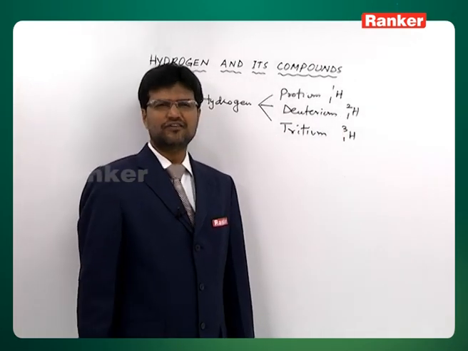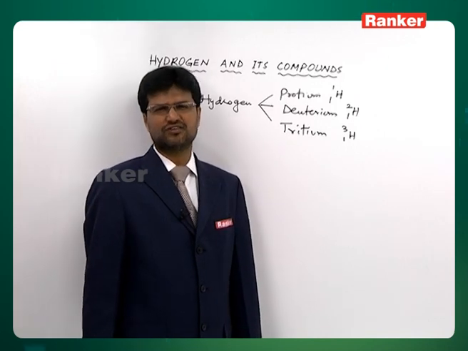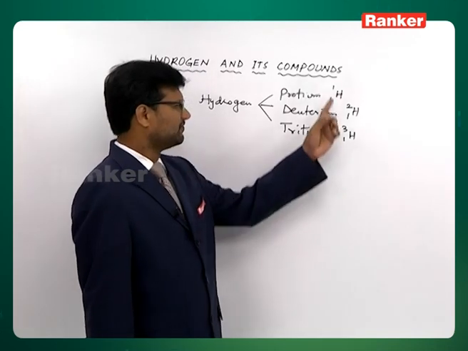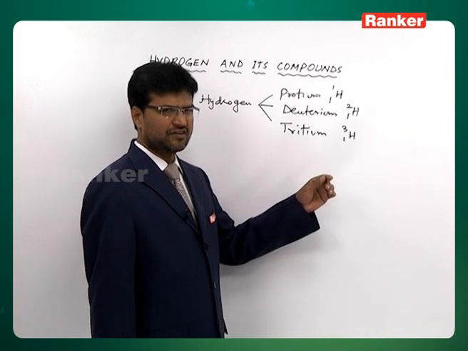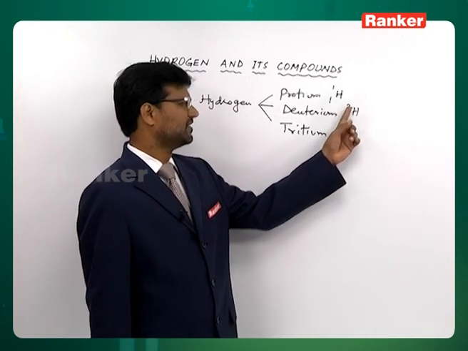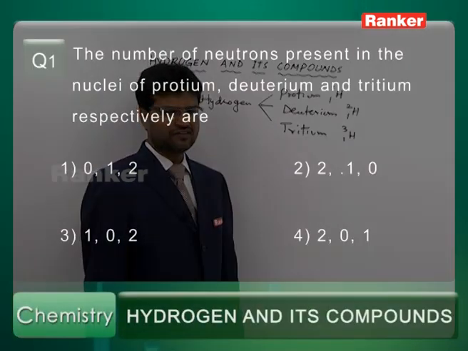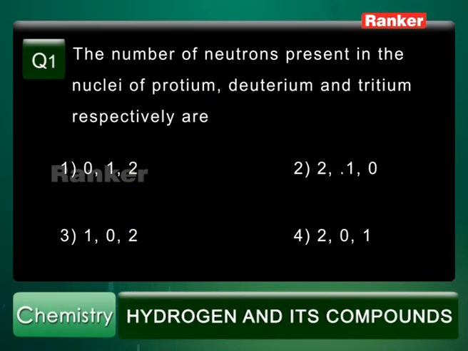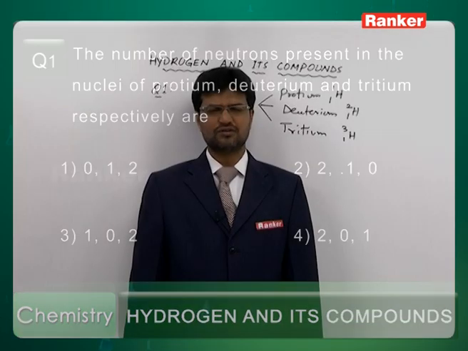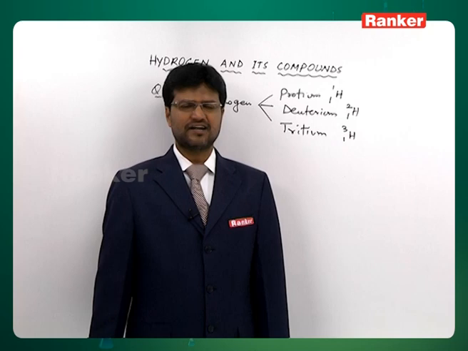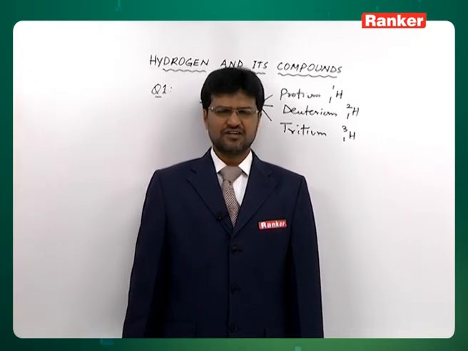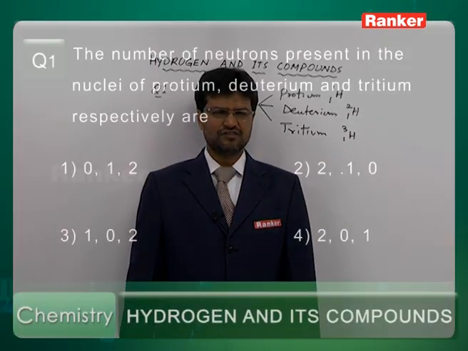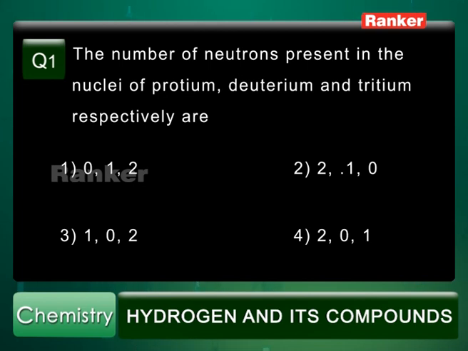They actually differ in the number of neutrons present in the atom. All of them have 1 proton, but then they differ in the number of neutrons. This has 2 neutrons, this has 1 neutron and this has no neutrons. Look at the options. First option 0, 1, 2, second option 2, 1, 0, third option 1, 0, 2, fourth option 2, 0, 1. We need to decide the number of neutrons present in each case. So, protium has no neutron, deuterium has 1 neutron, tritium has 2 neutrons. So, the correct answer therefore is first option. First option is the correct answer.